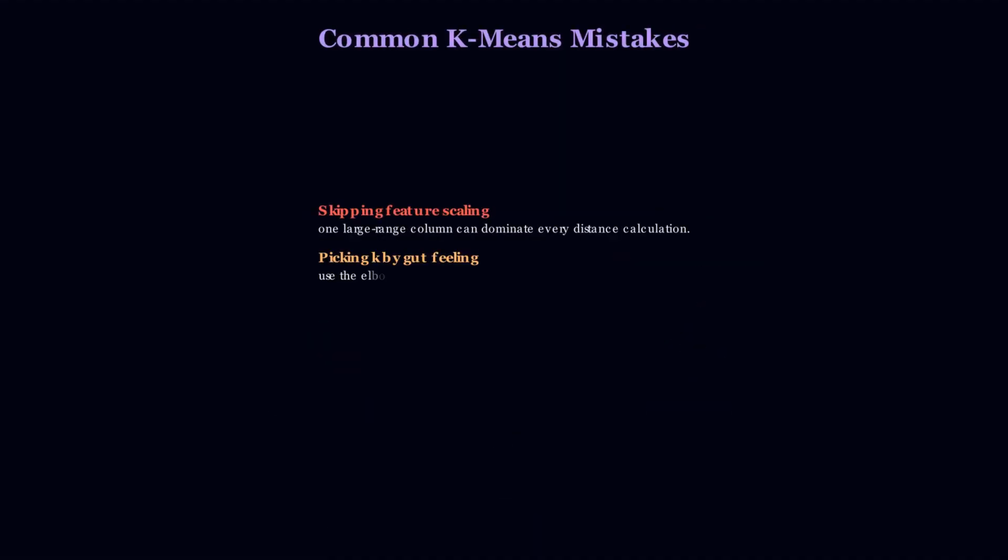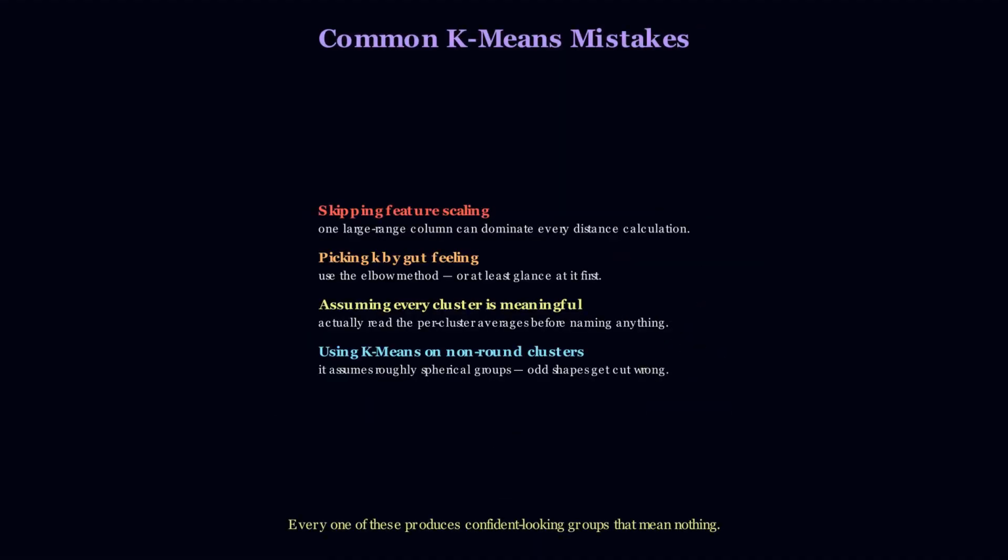A few mistakes come up constantly here. Skipping feature scaling, one large range column can dominate every distance. Picking K by gut feeling instead of the elbow method. Assuming every cluster is meaningful without actually reading the averages. Using K-means on clusters that aren't roughly round, it assumes spherical groups. Every one of these produces confident-looking groups that mean nothing.